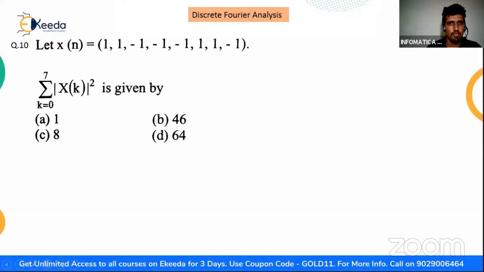This we have done. This is again based on the properties. What does the property say?